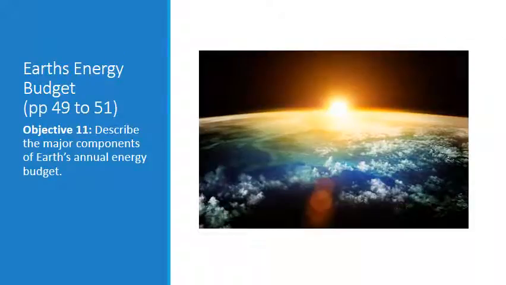The content in this video can be found on pages 49 through 51 of your textbook and is meant to help you achieve learning objective number 11, which is to describe the major components of Earth's annual energy budget. If you haven't already done so, it's a good idea to skim through pages 49 and 51 before you watch the rest of the video and pay particular attention to the figures and their captions.